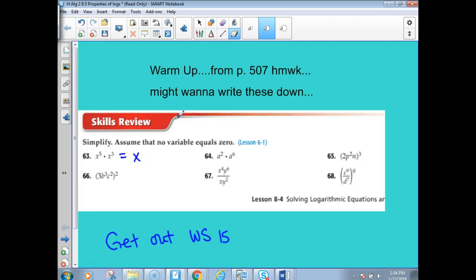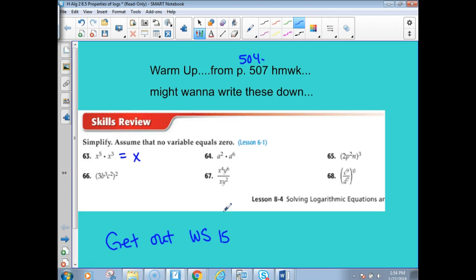Okay, from your homework assignment from Friday, which was page 504 to 507. Anyway, these are the last questions of the assignment, and then we're going to continue on to worksheet 15, which are properties of logarithms.